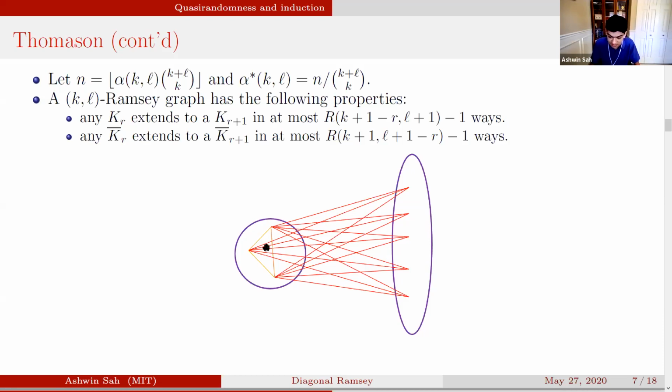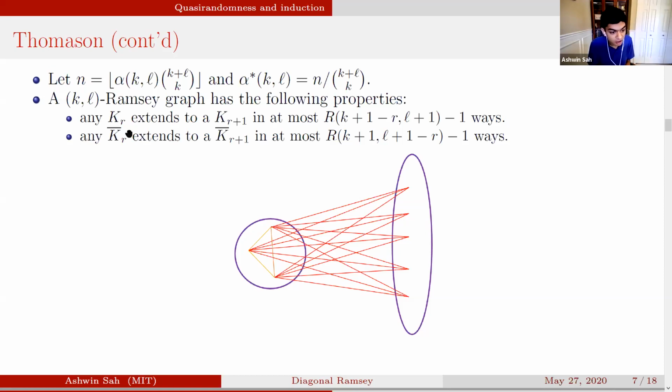I also have r vertices on this left side, and they're fully connected. So all put together, that gives me a clique of size k plus 1. And so that would also contradict the Ramsey property. So this simple argument, which you can think of as restricting to the Erdős-Szekeres argument in the case r equals 1, gives you this result.